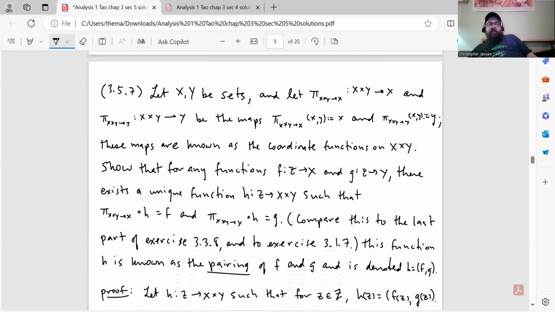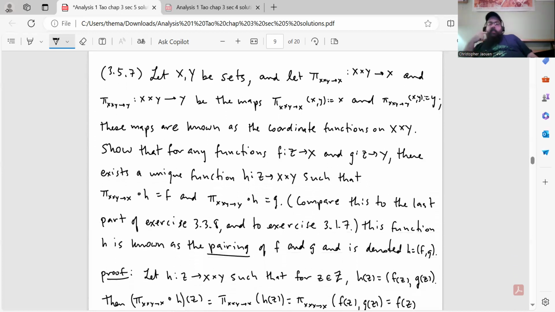All right, 3.5.7. Let X and Y be sets, and let π_{X×Y→X} and π_{X×Y→Y} be the maps called coordinate maps. So π_{X×Y→X} takes the ordered pair (x, y) to the first component, or first coordinate, x, and the other one takes the ordered pair (x, y) to the second component. He says these are called coordinate functions, or sometimes you might hear them referred to as projections, so projected onto either the first or second coordinate space.